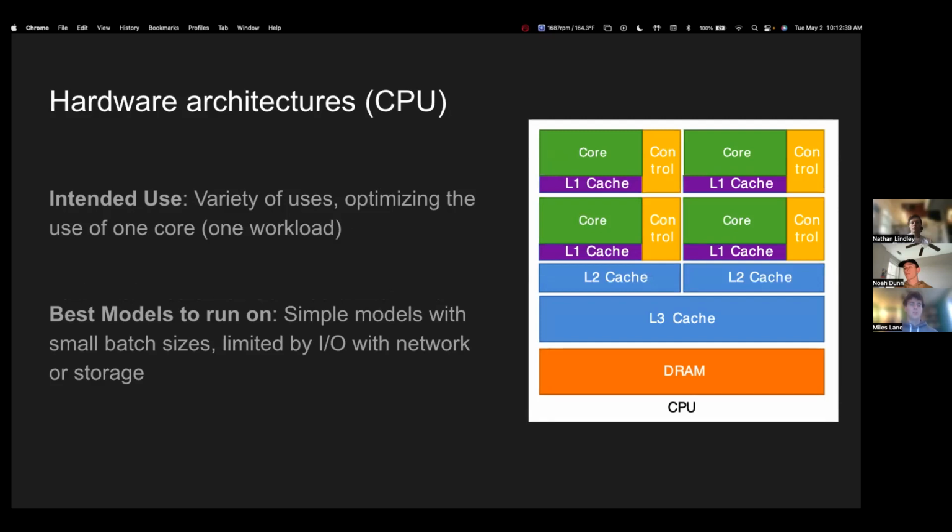Now moving on to the CPU. CPUs are really optimized for the use of one core. So if you have a simple model and you can run it on one core, it can run very quickly. Just to be clear, the diagram on the right doesn't represent the exact CPU that we used, but it does represent a more general outline of what a CPU might look like. You see lots of caches, so there's lots of ability to draw from memory very quickly, but a lower number of cores as compared to GPU and TPU.